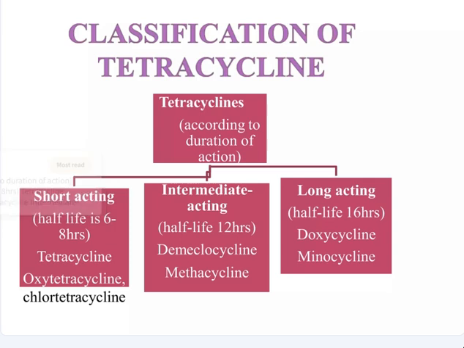Next, we have the classification of tetracyclines. According to the duration of action, they are classified as short acting, intermediate acting and long acting. Short acting have a half-life of 6 to 8 hours, intermediate 12 hours, and long acting 16 hours. The short-acting drugs are tetracycline, oxytetracycline, and chlortetracycline.